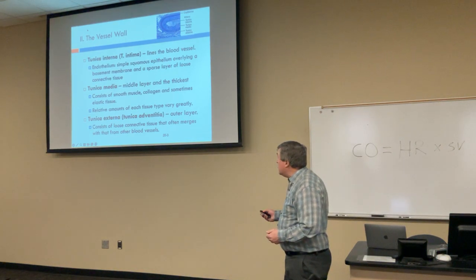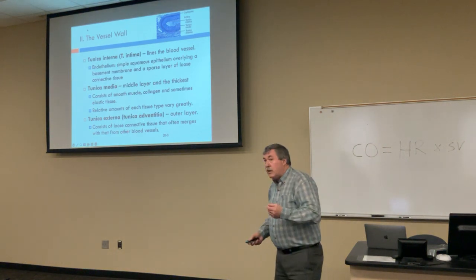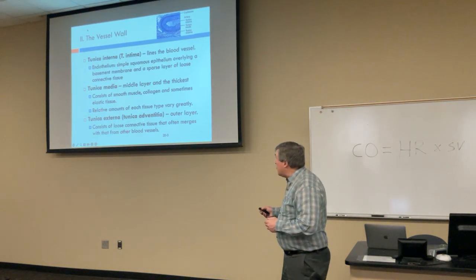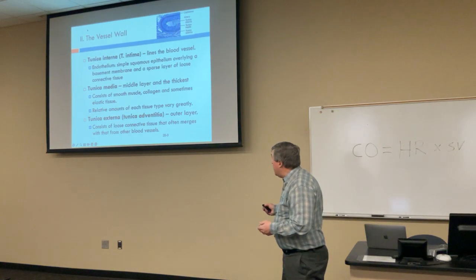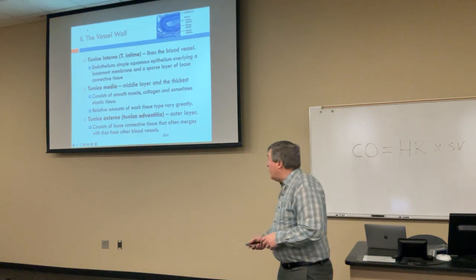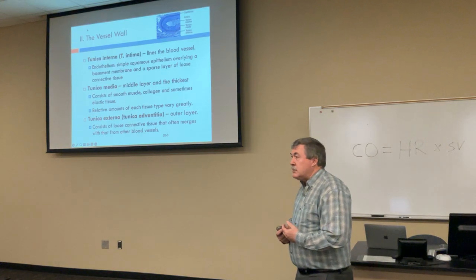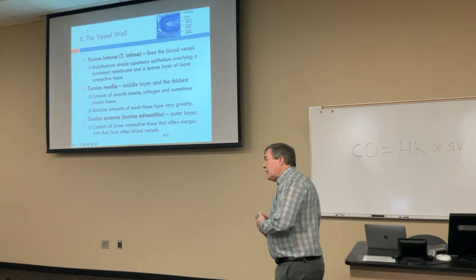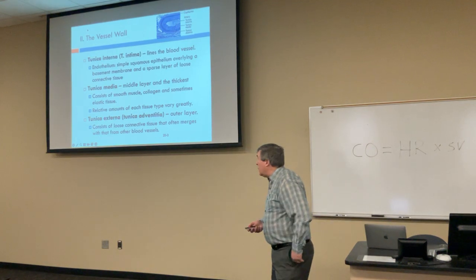arteries and veins. Then the outermost layer, which is a fairly thin layer, is called the tunica externa or tunica adventitia. That consists of loose connective tissue that often merges with that from other blood vessels. Sometimes it holds blood vessels together, like it'll hold an artery and a vein together in an area of the body.